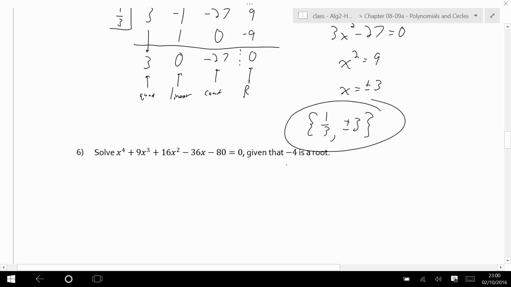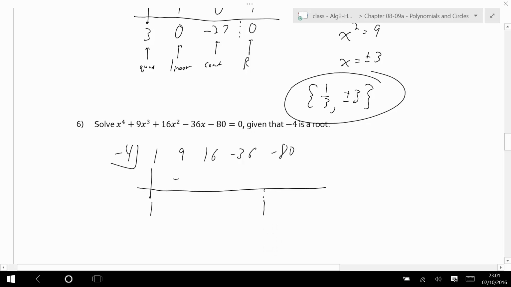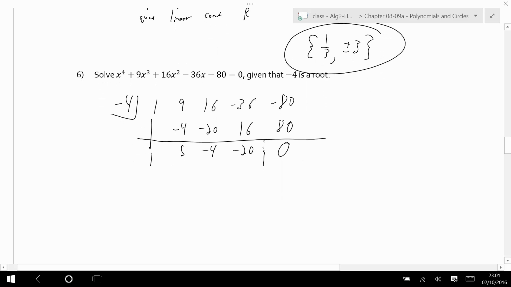I can solve this one given that negative 4 is a root. So what I'm going to do is divide by negative 4: 1, 9, 16, negative 36, and negative 80. When I set this up, I get negative 4, 5, negative 20, negative 4, positive 16, negative 20, positive 80, and 0. It's always good when you get 0 if it says that it's a root.